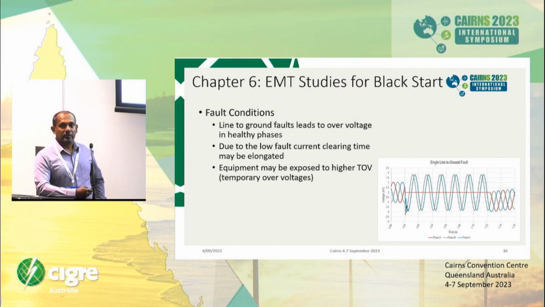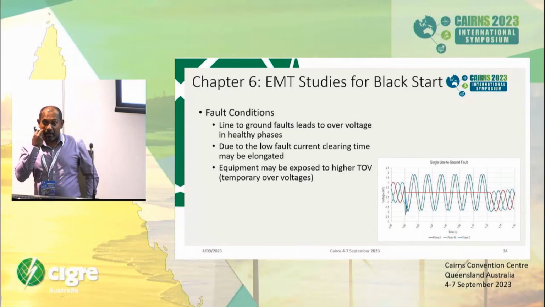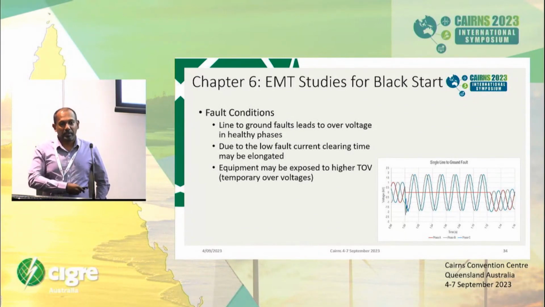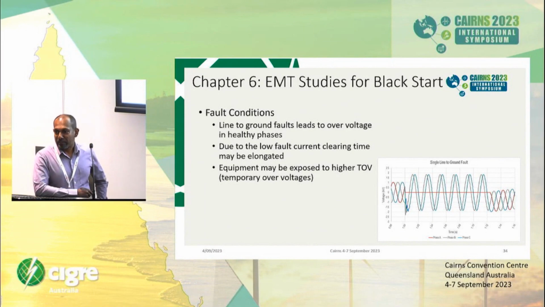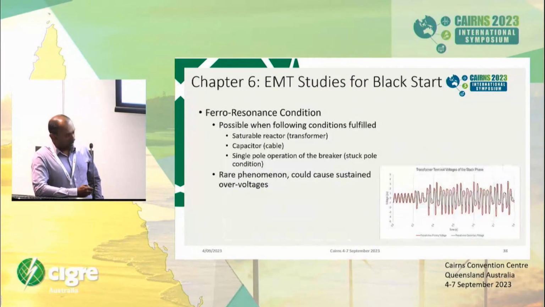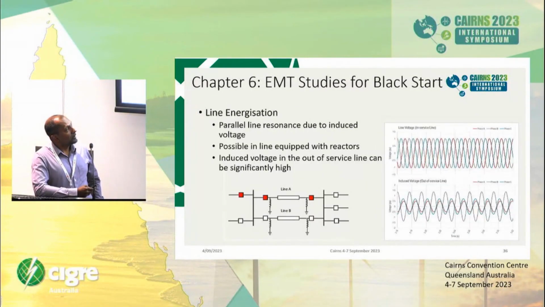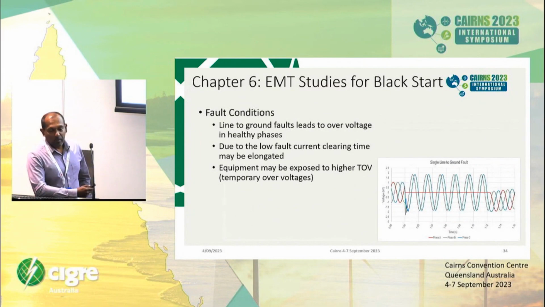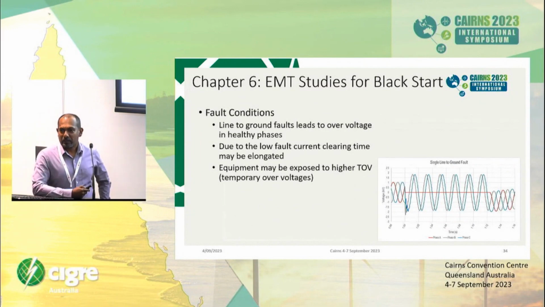You know that during a line to ground fault, the healthy phases can reach, in a delta system, 1.7 something. But in an effectively grounded system, you may still see some kind of voltage there.